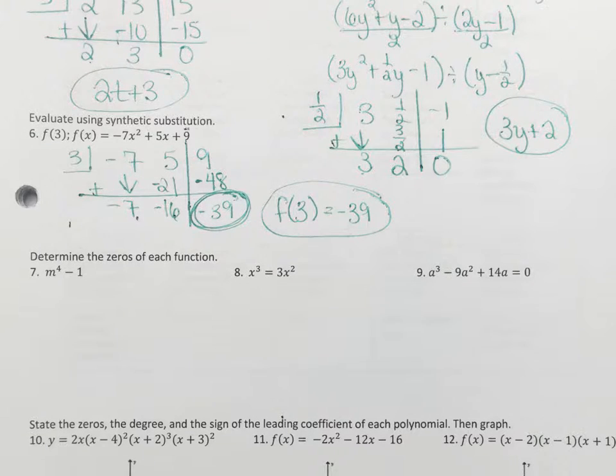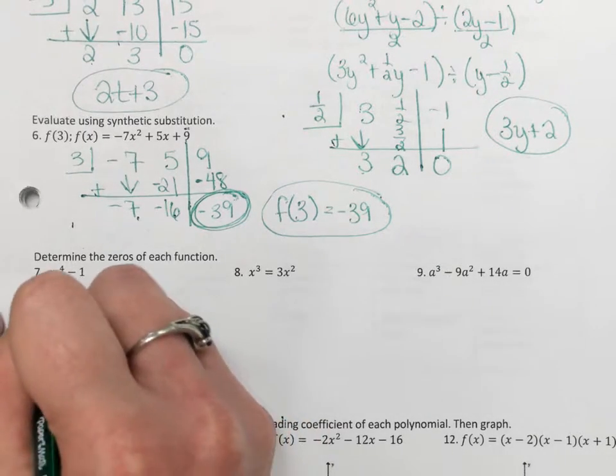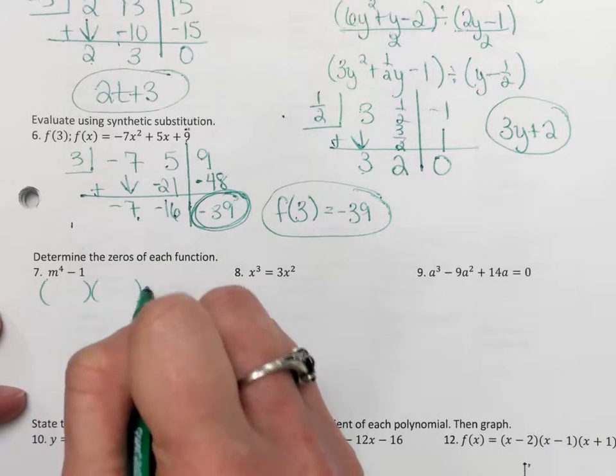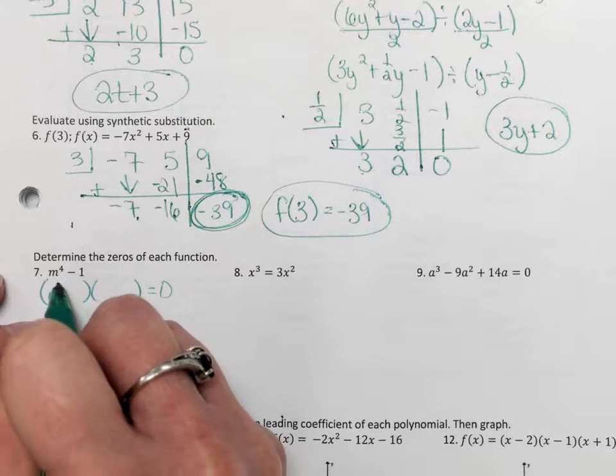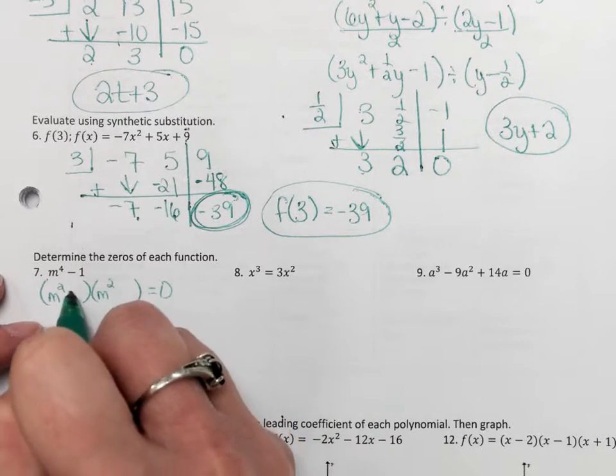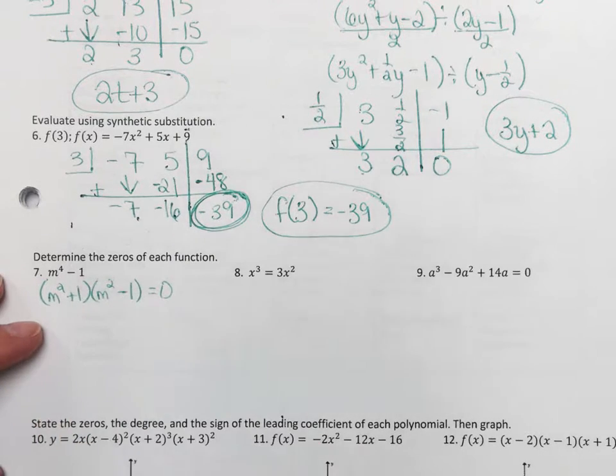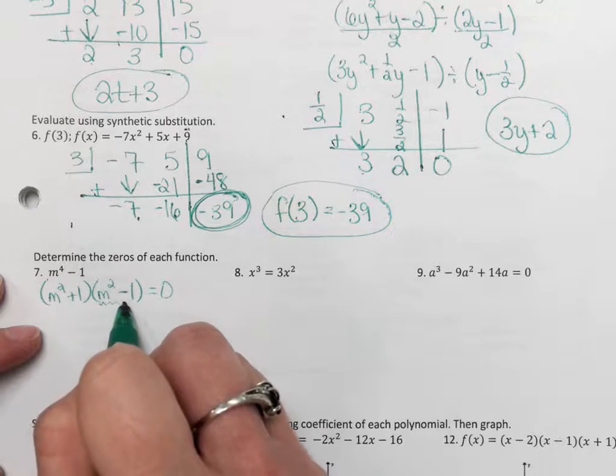All right, what about number 7? It says determine the zeros. How do I go about doing this one? Difference of 2 squares. Very good. Difference of 2 squares, Scotty. Perfect. Okay, so how do I split up m to the 4th? M to what power? M squared? Very good. And I'm still not finished because there's another difference of 2 squares right here.